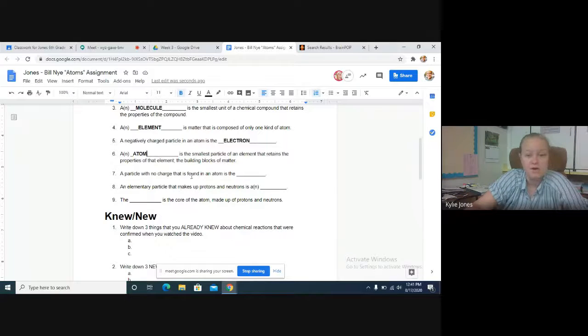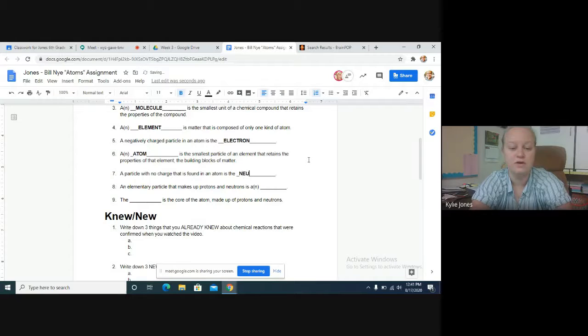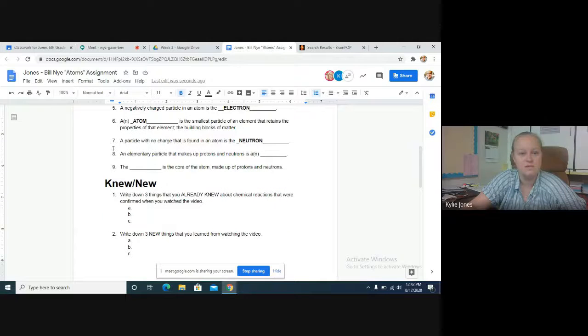Number 7. A particle with no charge that is found in an atom is the what? There's no charge. Neutron. Good. No charge is a neutron. It's neutral. Neutrons are neutral.